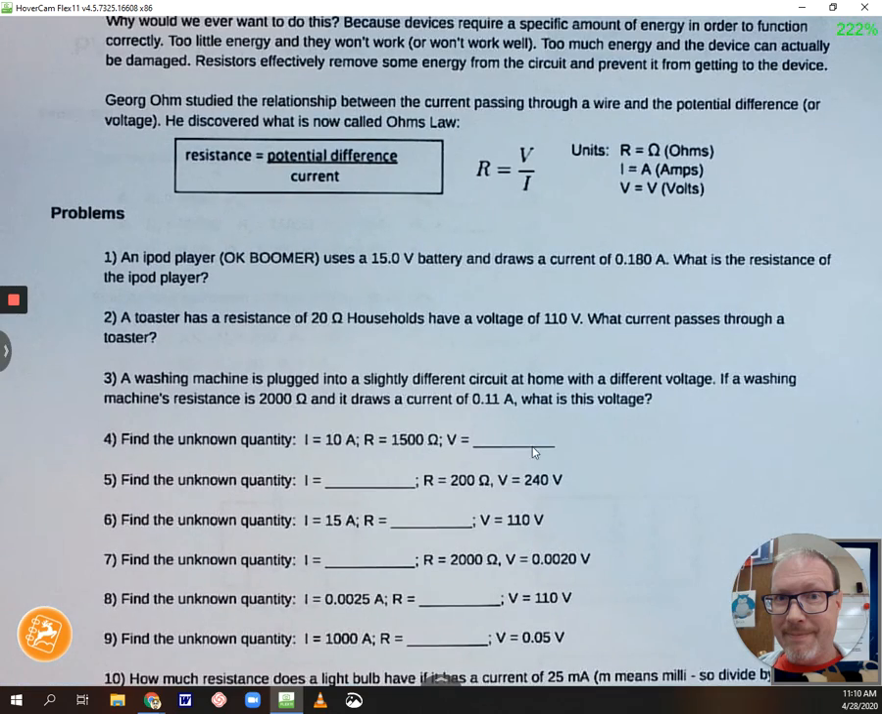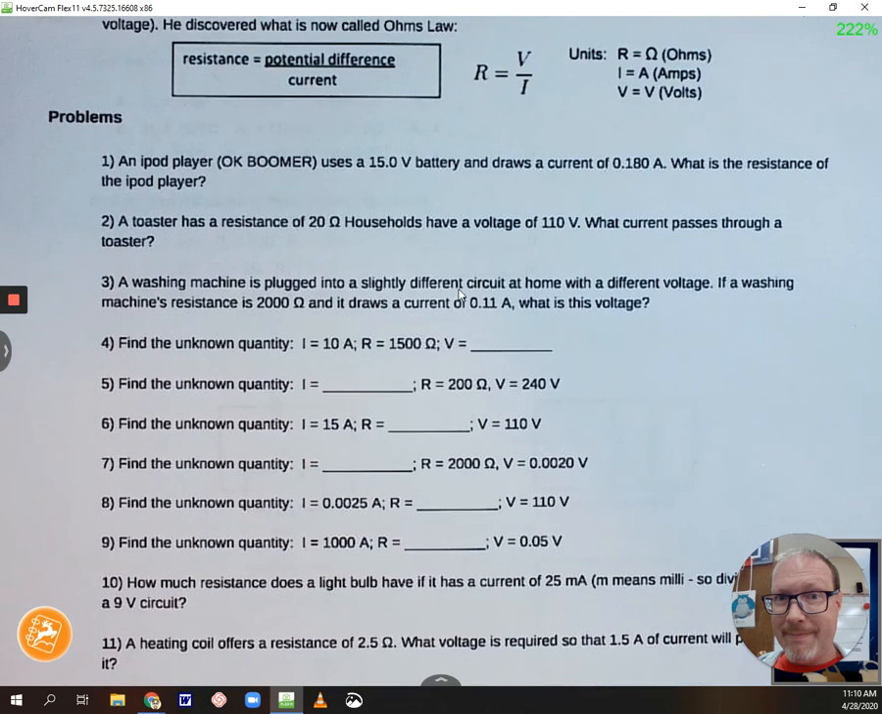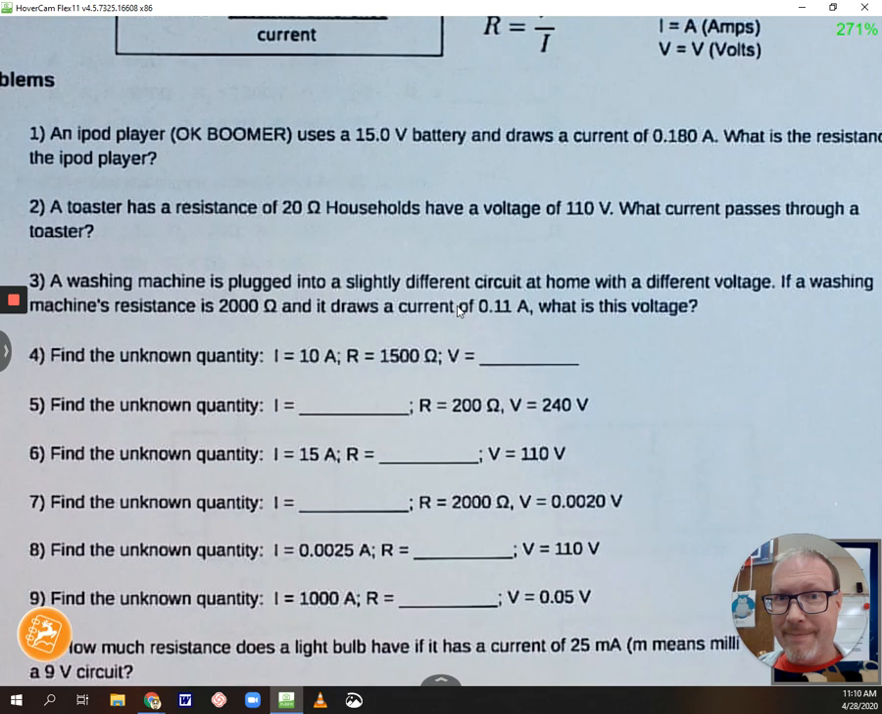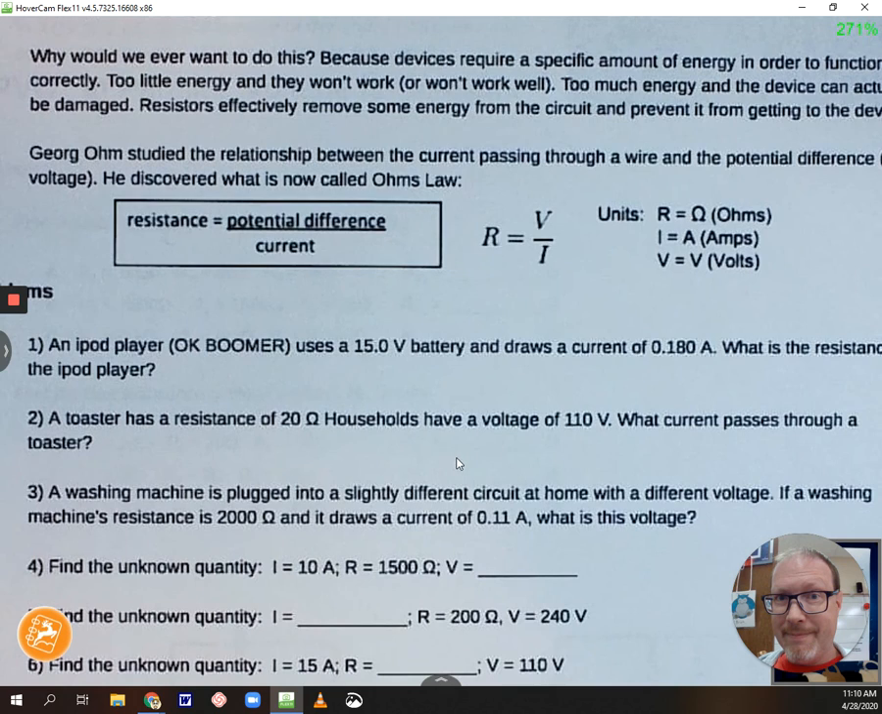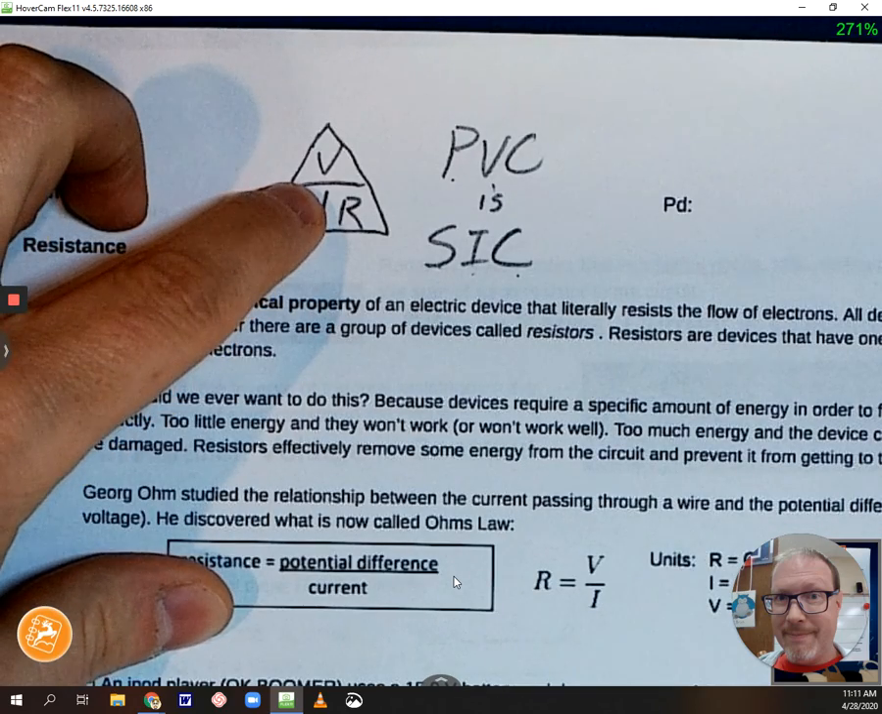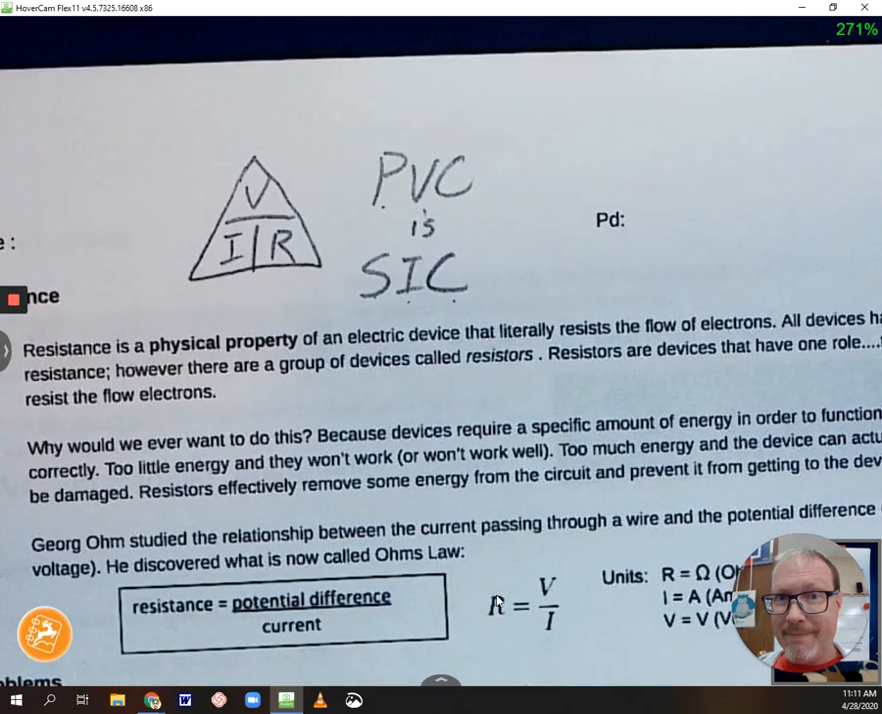Going to jump in. Let's take a look at practice problem number 2. Okay, a toaster has a resistance of 20 ohms. Households have a voltage of 110 volts. So what current passes through a toaster? So we are looking for I. If we use our magic triangle to find I, we're going to be taking voltage divided by resistance. So let's come down here and look at number 2.